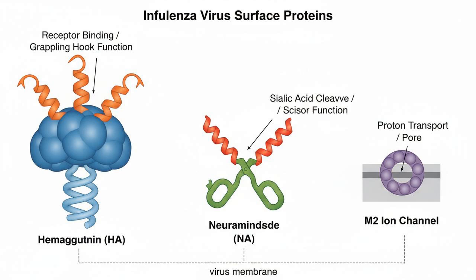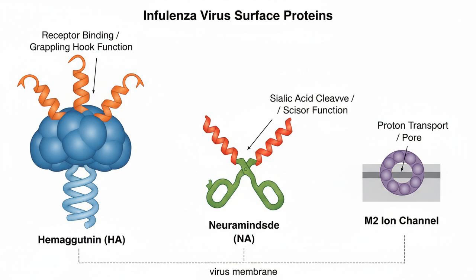Think of them as the hands and the scissors of the virus. The first, and most abundant, is hemagglutinin, or HA. This accounts for about 80% of the surface proteins. It looks a bit like a mushroom. The head of the mushroom is the grappling hook. It binds to receptors on your cells. The stalk of the mushroom hides a spring-loaded weapon we will discuss in a moment.